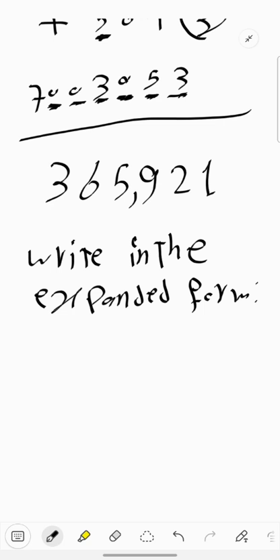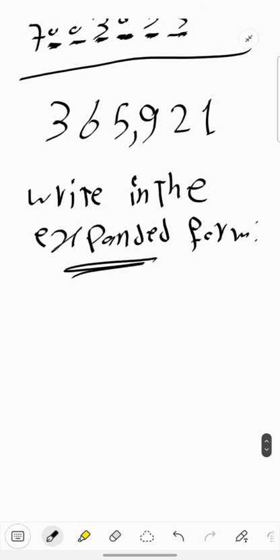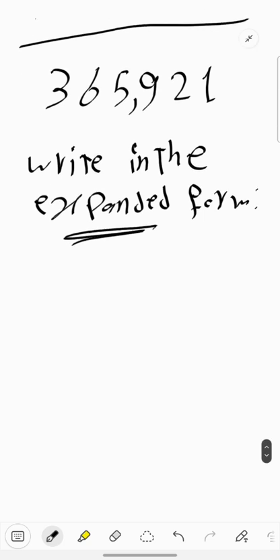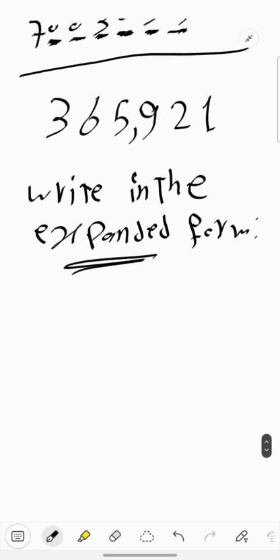Now we have 365,921, and we need to write it in the expanded form or the decomposing form, but in two different ways. So the first way, which is easy, how to make it? First, expanded or decompose means break up the number. Find the value for each digit.